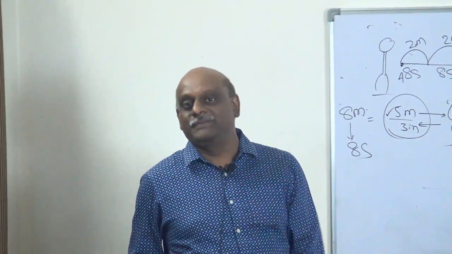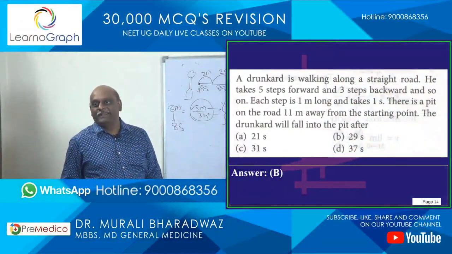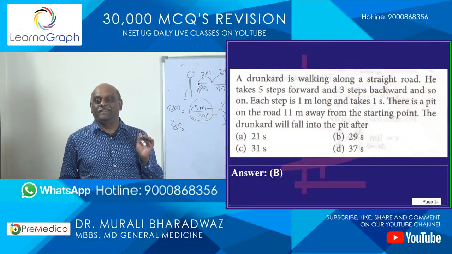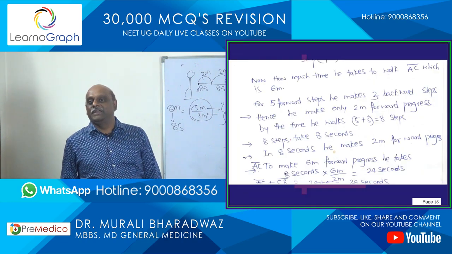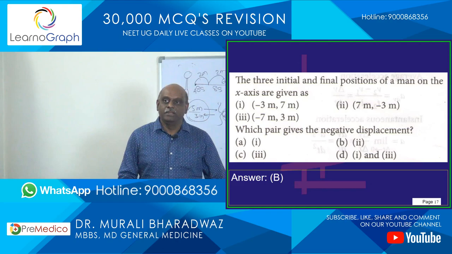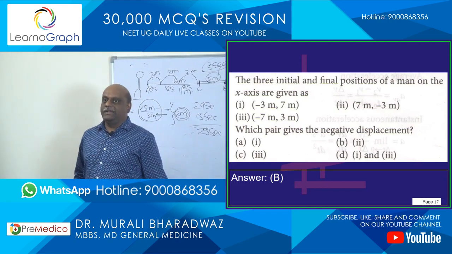And by 29 seconds, he will fall into the pit and you get 1 mark in the NEET UG exam. Give me the board, give me the slide. So answer is B, which is 29 seconds, is what you are going to remember. Now, give me the slide.